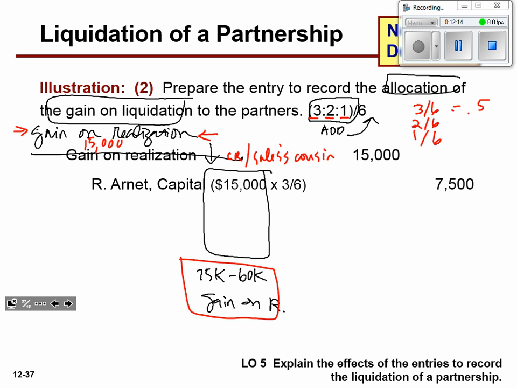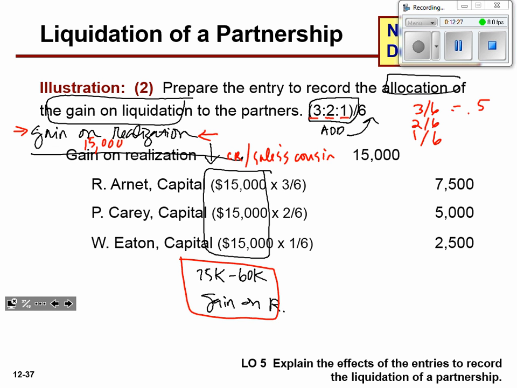I don't even know if they told us the partner names or where those ratios came from, but here they are now. Another partner gets 2/6 of the 15,000. And the last partner gets 1/6 of the 15,000. Had it said equal split, you would have divided it by 3. Had it said a 70-30 split, you'd divide it by the correct proportions.